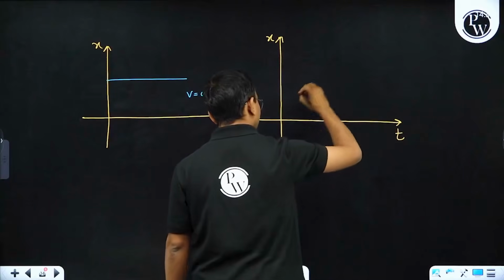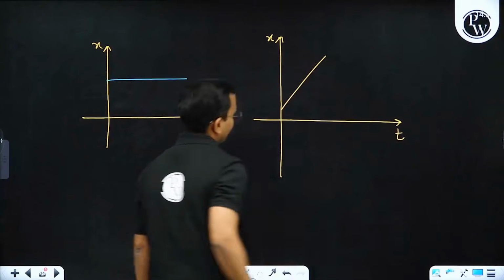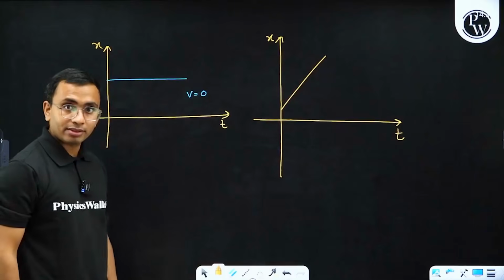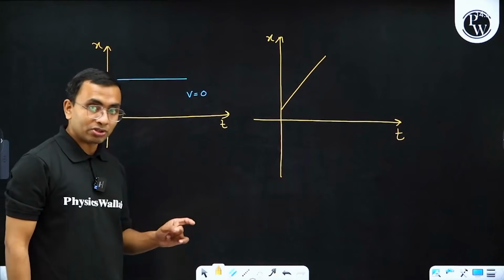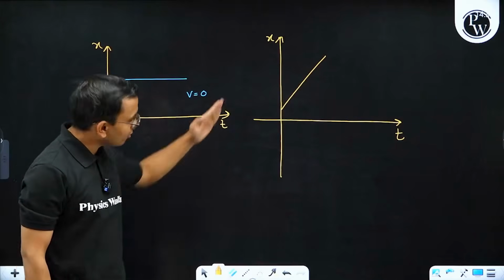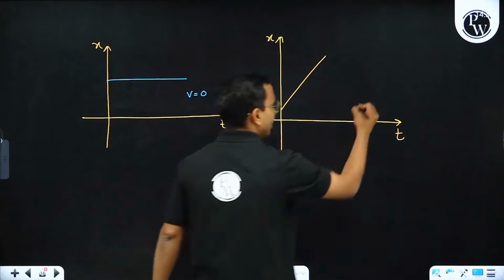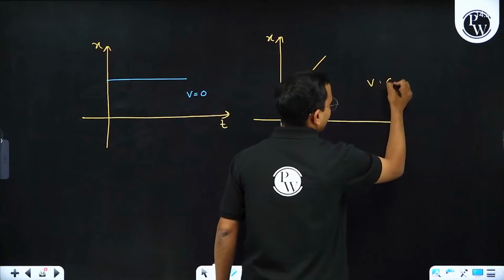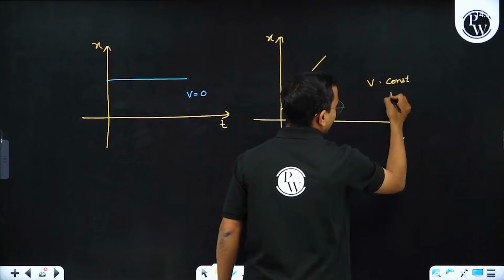If it is a straight line, maybe like this, a straight line means the slope is constant. It means velocity is constant. And here the slope is positive, so velocity is constant and positive.